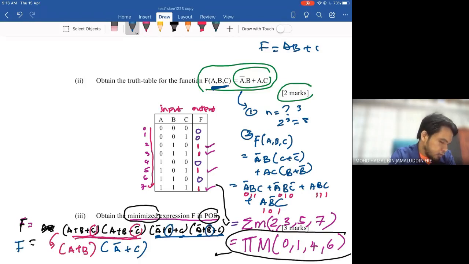So it's enough to shorten it here. You don't need to simplify it further, because the question asks you in terms of POS. Actually, you can do this A times A bar, A, C, B, but that one is not in the terms of POS. So here is the simplified form of POS.